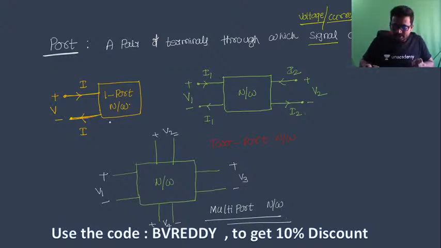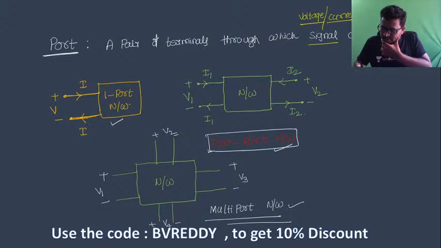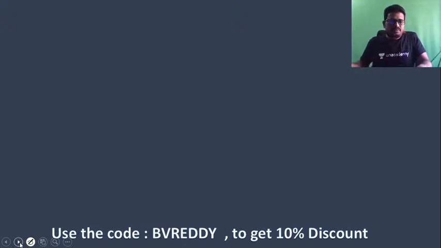This is called a single port or one port network, a two port network, and this is called a multi-port network. And here our complete discussion is about two port networks. So let's discuss our two port networks. Fine, let's enter into the two port networks.